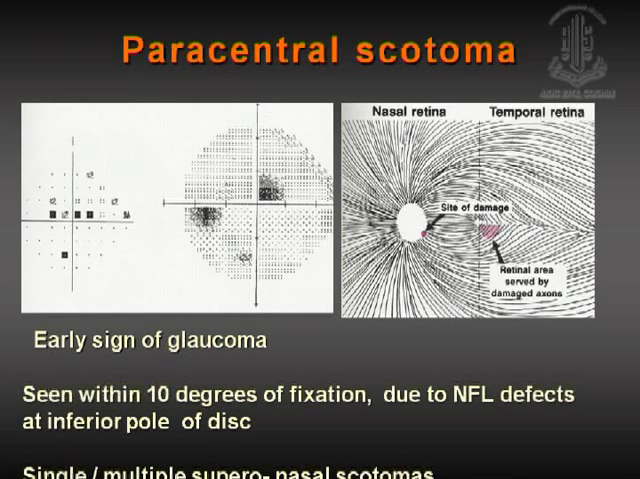So this is the fundus picture. The damage is here and you get a scotoma here.